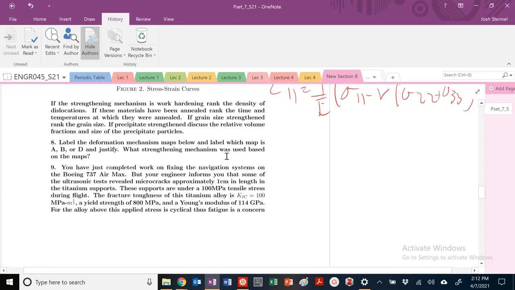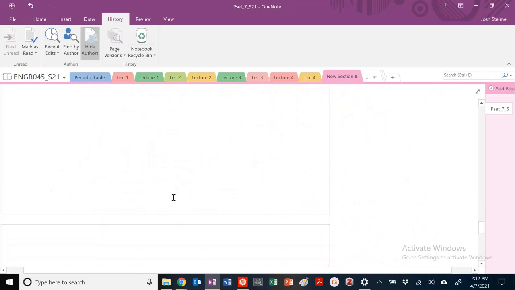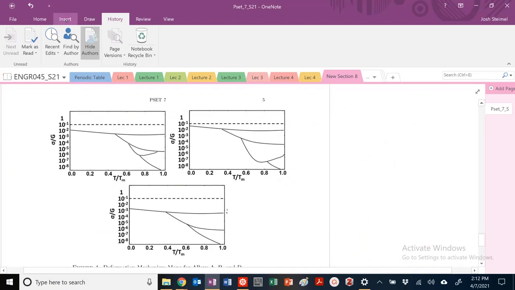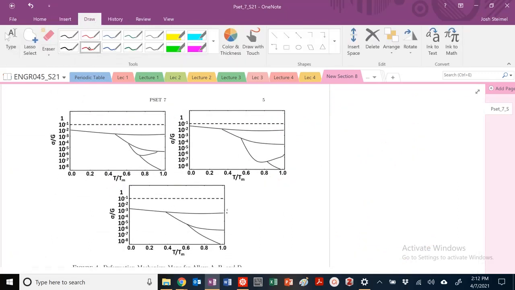Number 8. Label the deformation mechanism maps, say which map is A, B, or D, and justify. What strengthening mechanism was used on these maps? You've seen a similar map before in our in-class activity, so I'll direct you to that problem. So this is theoretical strength, dislocation glide, this would be elastic, this would be power law creep, Nabarro-Herring, and Coble creep. Those are the regions we would get.